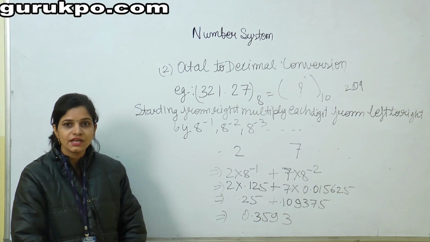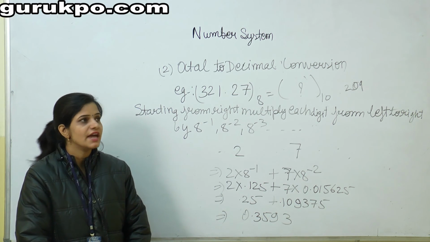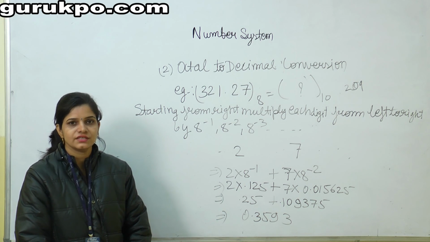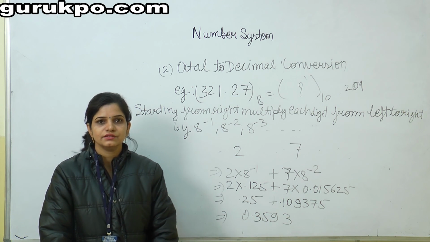First is binary to decimal conversion, second is decimal to octal conversion, and octal to decimal conversion. This completes all the portions, and thank you.